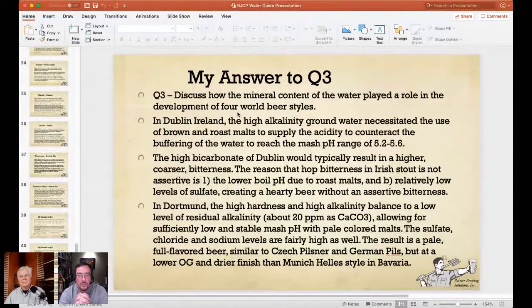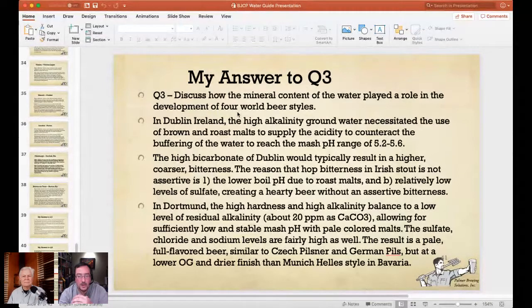The reason the hop bitterness in Irish Stout is not assertive is that A, the lower boil pH due to the roast malts versus a higher boil pH, and B, relatively low levels of sulfate, creating a hearty beer without an assertive bitterness. So again, the water: high bicarbonate, low sulfate, dark beer, not terribly assertive bitterness.